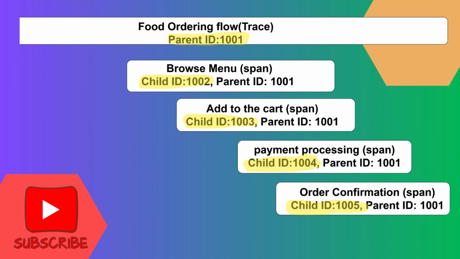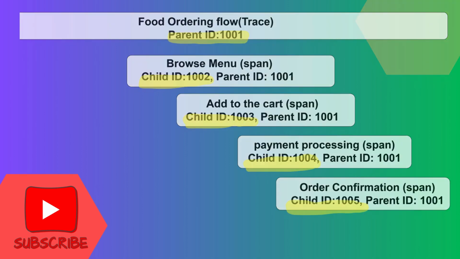What exactly is this going to explain? Parent ID 1001 links all child spans to the overarching task of placing an order. Each child ID is unique to its respective task but points back to the parent ID, maintaining the tree hierarchy. From a technical perspective, in a distributed tracing system, the trace ID remains the same across all spans in a trace. Each span has its own span ID and references its parent ID. This linkage helps observability tools build a visual tree of how a request flows across different services.